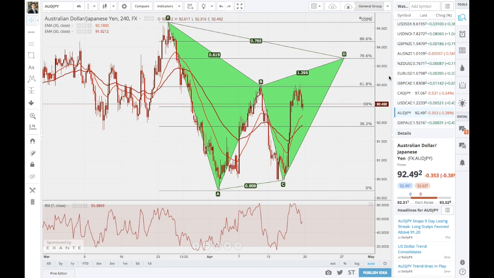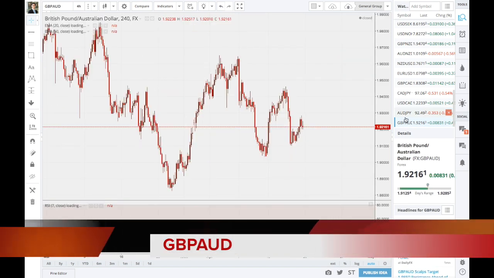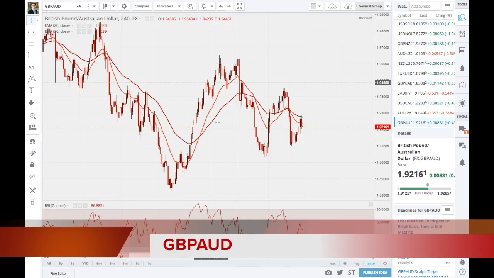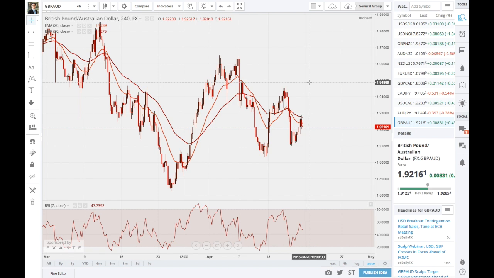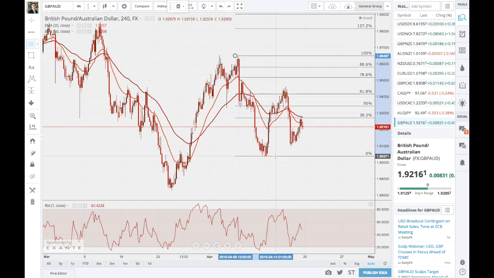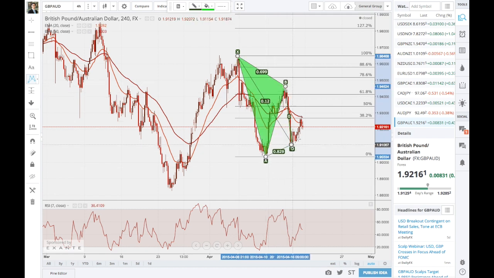Alright, the next pair that we'll be looking at is the pound Aussie. What we are looking at here is basically two potential patterns. The first one, if you take this as your starting point, your X to A, what you can see is that the retracement comes in at the 618 as well. So similar to the Aussie yen just now, this is a potential Gartley pattern. Where we are interested is around the 786. Should price come to this level, that's where we'll be looking for a shorting opportunity.